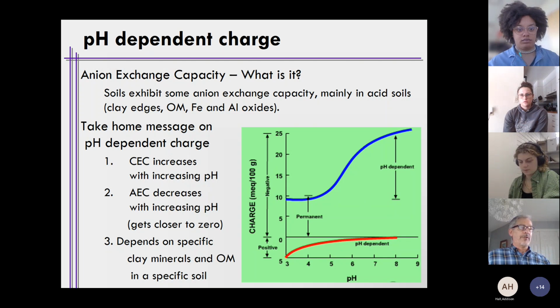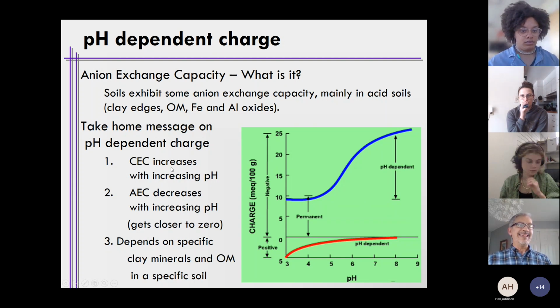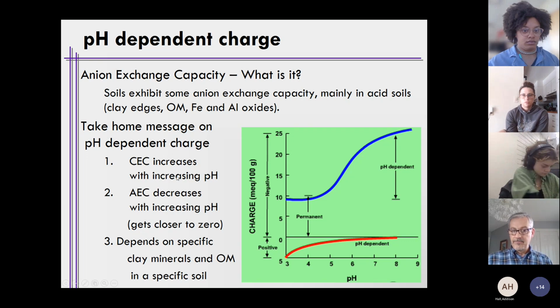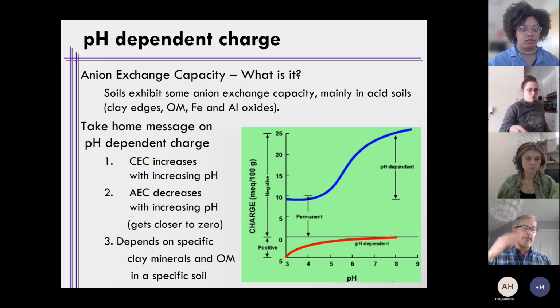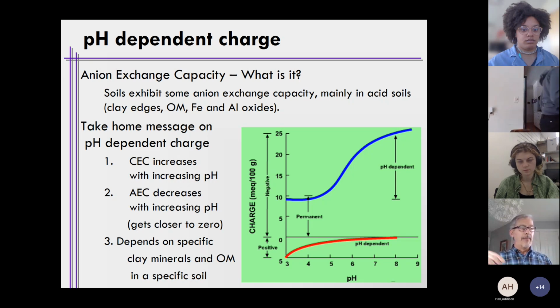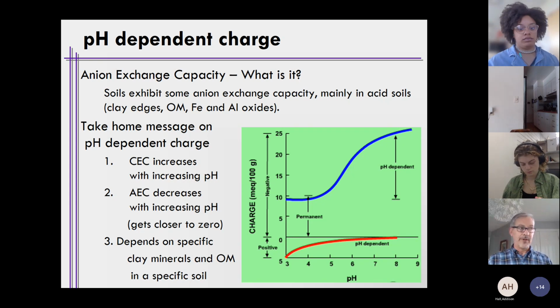So here are some take-home messages. In terms of pH-dependent charge, number one, the cation exchange capacity increases with increasing pH. Right, and that's because of the pH-dependent charge. Point number two, this is the point you can sort of disregard, but anion exchange capacity decreases with increasing pH. You see that in the red curve as you go from acidic to basic conditions.